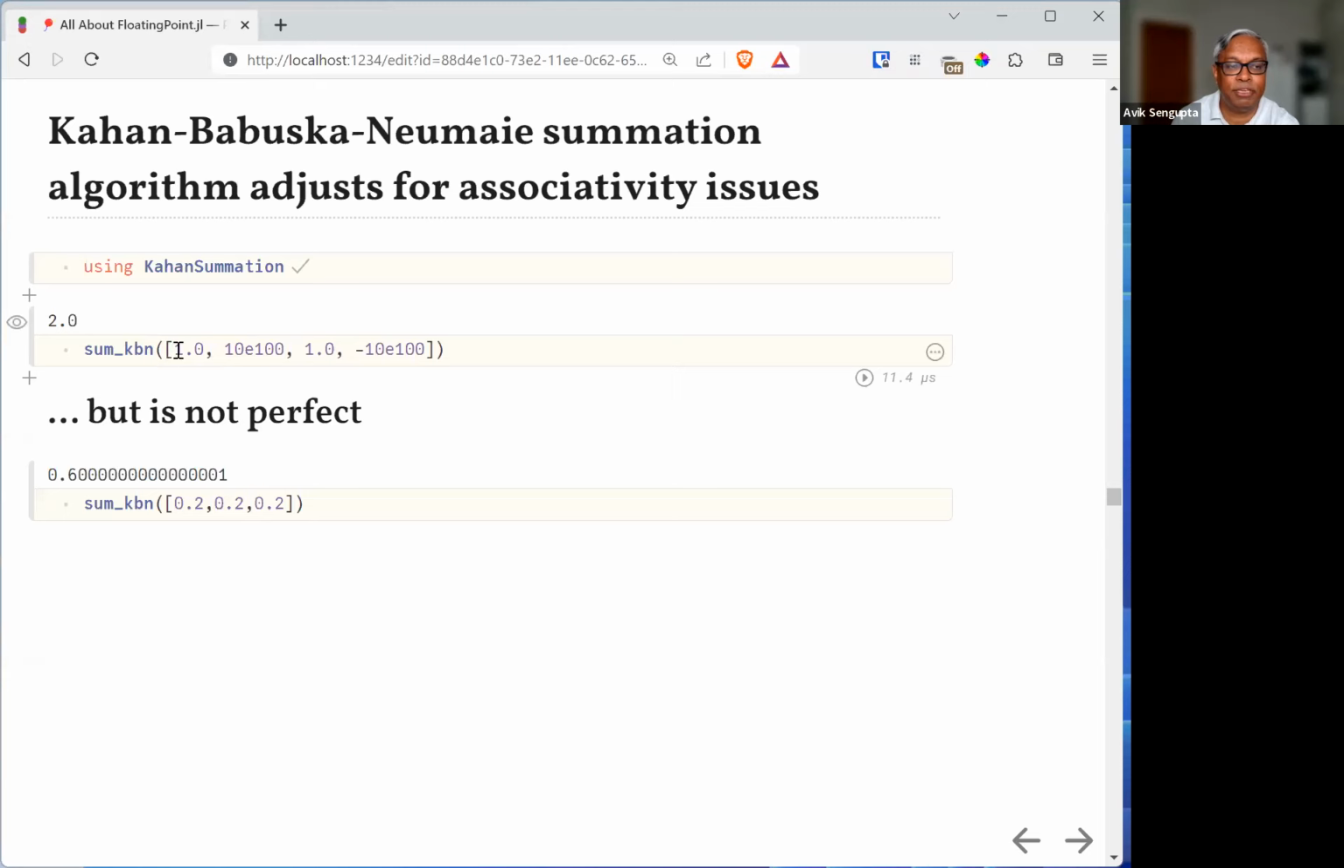So the previous sum that I had, using sum_kbn from the Kahan summation package, gives you the right answer. However, Kahan summation is not perfect. It still has some amount of floating point rounding, just because two additions themselves can give you rounding, and so you will get some rounding. It is not perfect, but it does handle the case of very big and very small numbers, right?